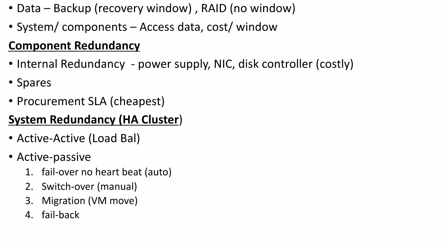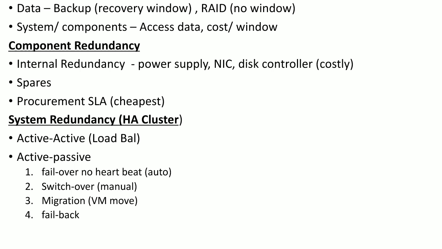And this failing over is done automatically without involving human intervention, and if there is human intervention, then it is called switching over. And this migration is actually related to virtualization. It means that the virtual machine moves to another physical system in case of any interruption. So they have separated the physical systems from this switching over or failing over.